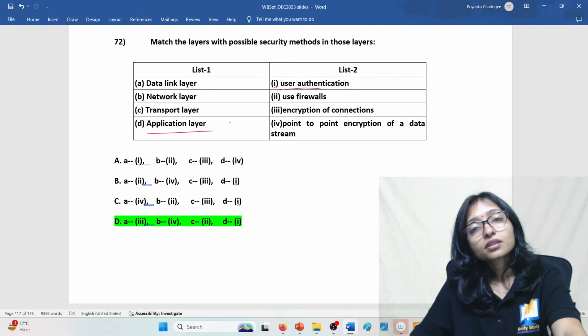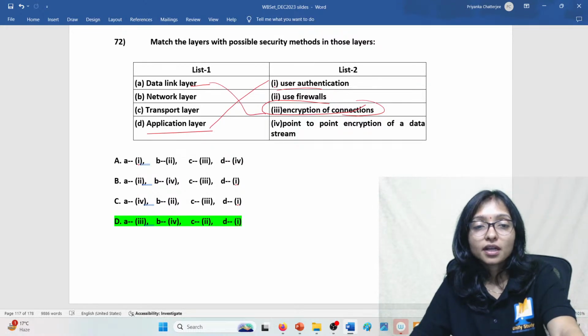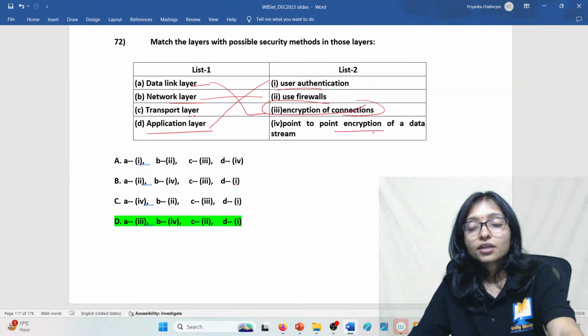is working with user authentication, that is okay, but encryption, how is it possible in data link layer? Encryption of connection, how is it possible in data link layer? And network layer working with firewall, so B should be with 2. Transport layer should be point to point and the encryption.